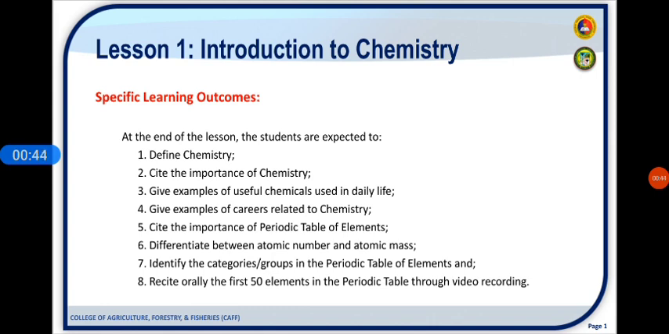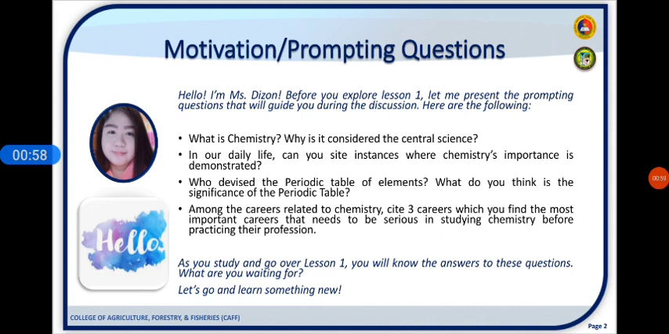6. Differentiate between atomic number and atomic mass, 7. Identify the categories or groups in the periodic table of elements, and 8. Recite orally the first 50 elements in the periodic table through video recording.